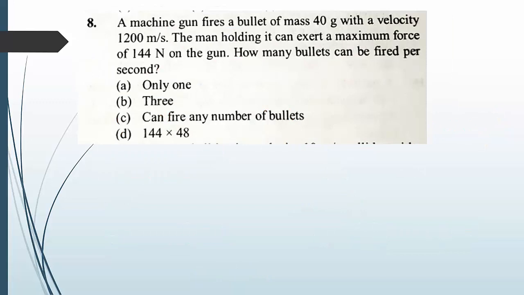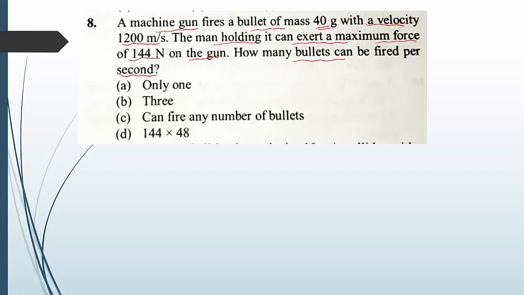8th question. A machine gun fires a bullet of mass 40 gram with a velocity 1200 meter per second. The man holding it can exert a maximum force of 144 Newton on the gun. How many bullets can be fired per second?